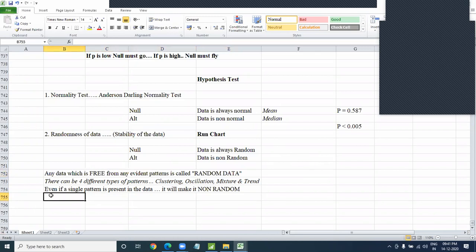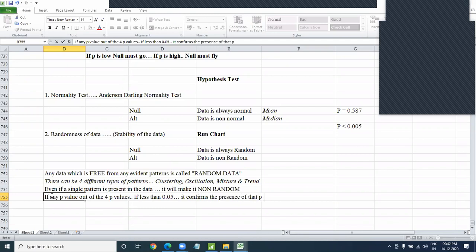So if any p-value out of the 4 p-values is less than 0.05, it confirms the presence of that pattern. If any, so you have 4 p-values. If any single p-value is less than 0.05, that particular pattern is present in the data. That will confirm that this pattern is in the data, which is making it non-random.